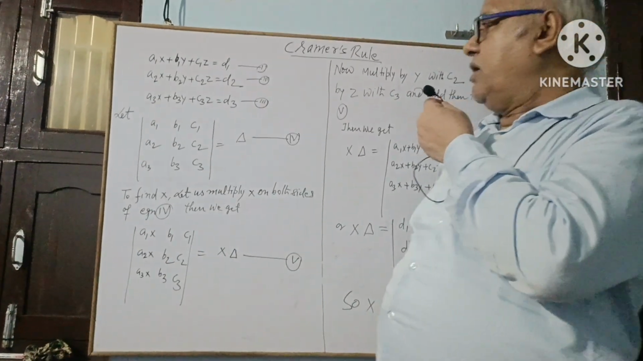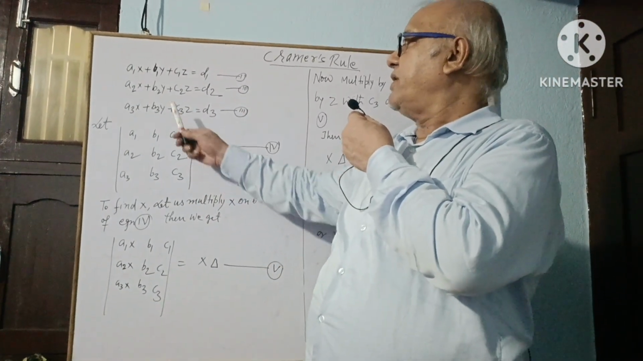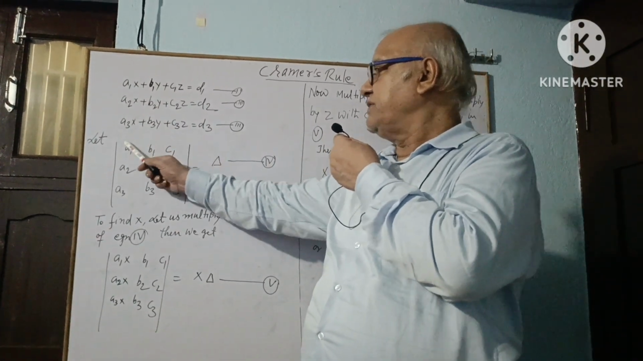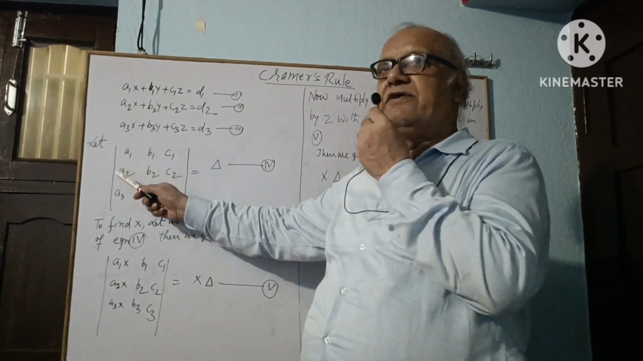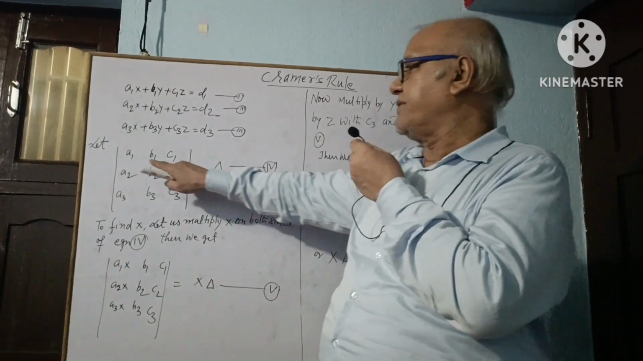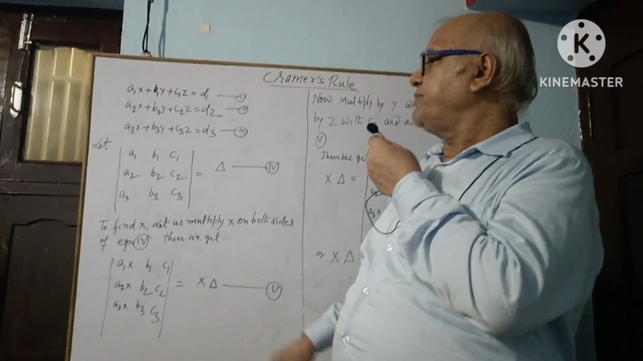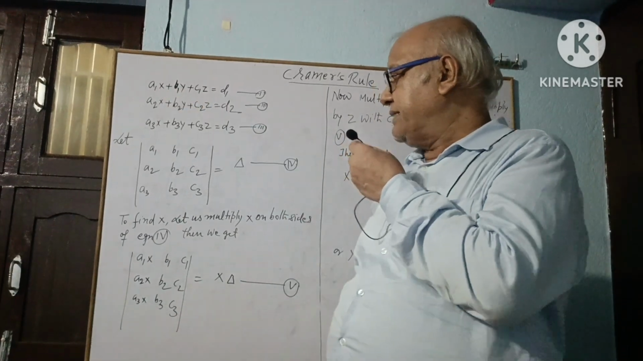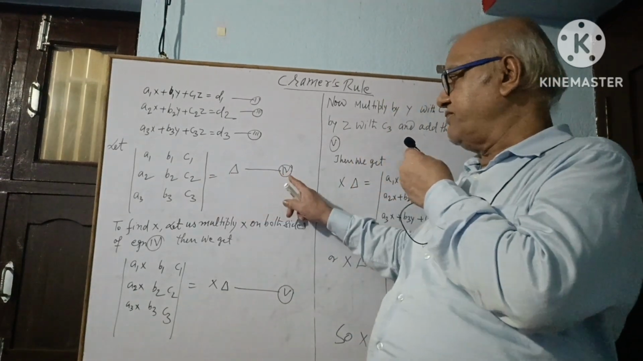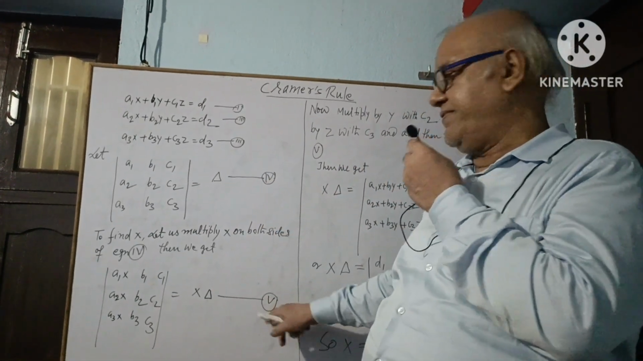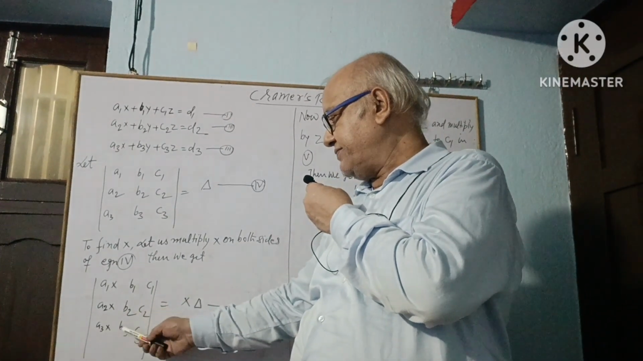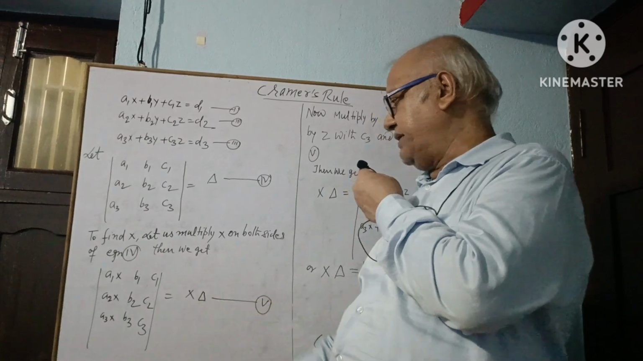So, first of all, we write the determinant forming a1, b1, c1, a2, b2, c2, a3, b3, c3. This determinant is written, and suppose that this determinant is represented by the symbol delta. So, delta is equal to this much. Now, suppose I have to find the value of x. Then we will multiply by x on both sides of equation 4. Then we get equation 5: the determinant a1x, b1, c1, a2x, b2, c2, a3x, b3, c3 is equal to x into delta.